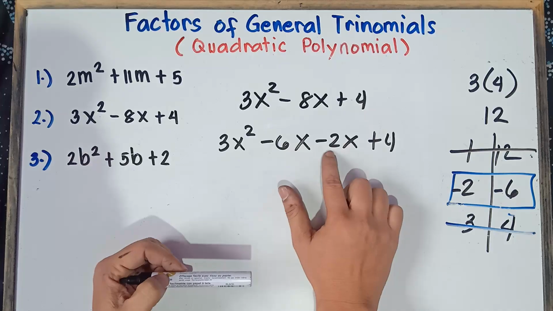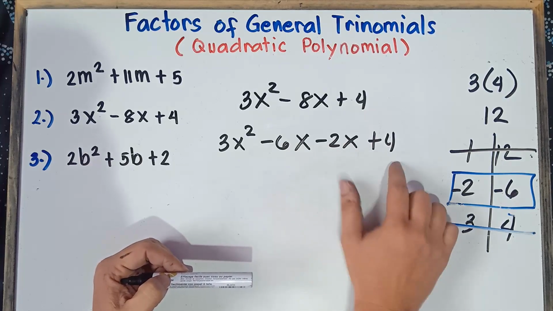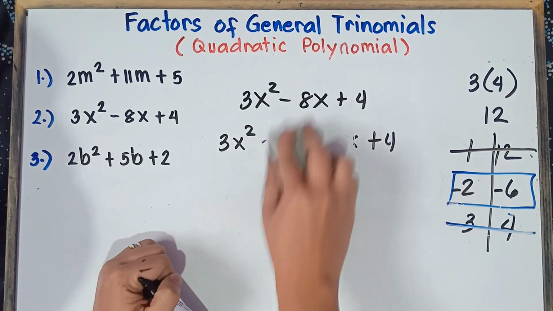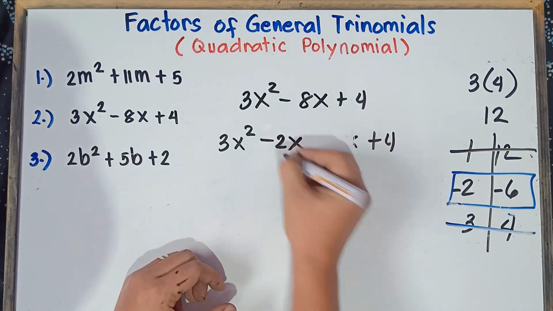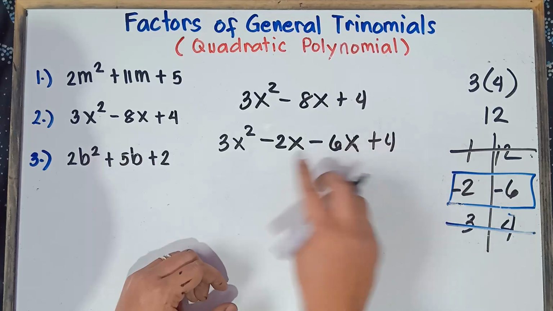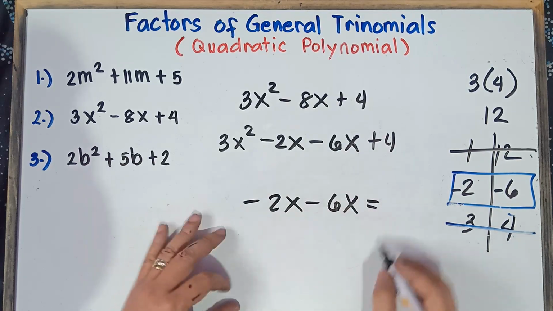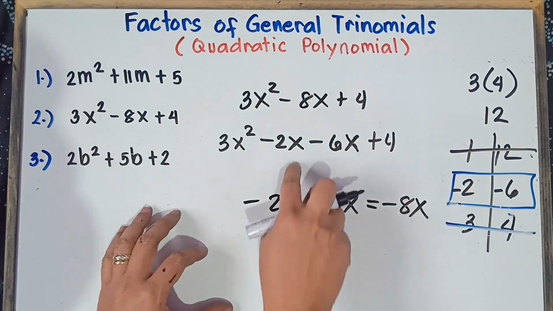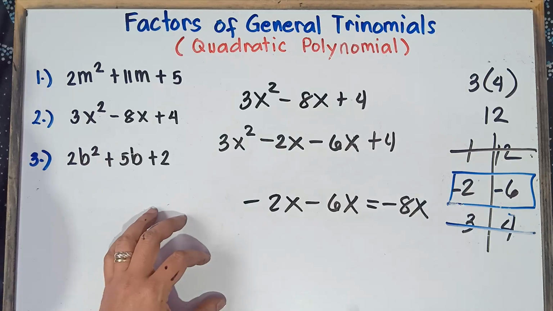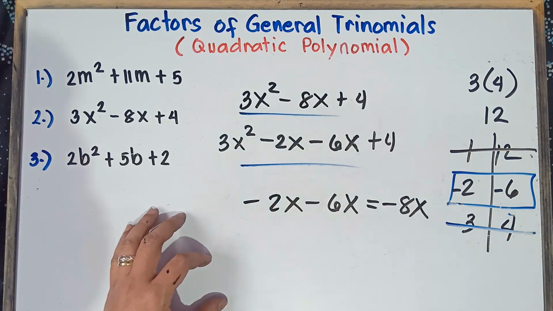And then 2 and 4, we have a greatest common factor of 2 and 4, that's 2. So you can write it this way, class, that's okay. Negative 2x and then negative 6x, because if you combine negative 2x minus 6x, the answer, class, is negative 8x. Once again, class, these two expressions are just the same.